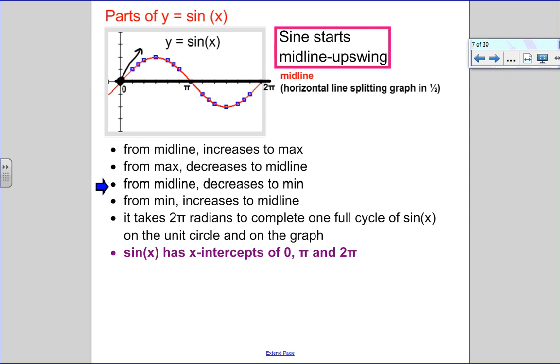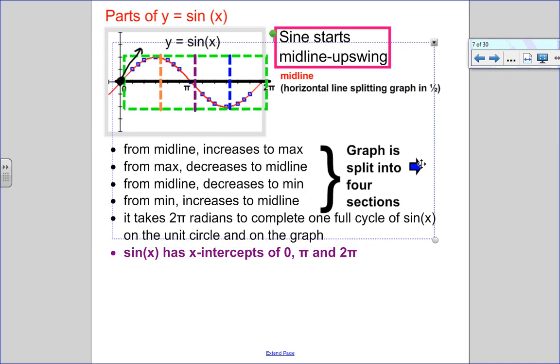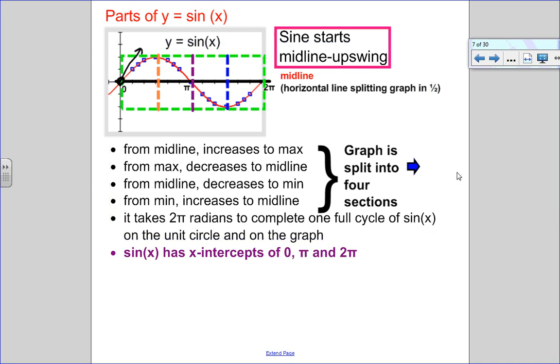So just like for cosine, the graph of sine is split into quadrants. So we can look at the quadrants here, the 4 different sections of the graph, split into 4 sections again because I have 4 quadrants. So in quadrant number 1, I'm going from midline up to the maximum.